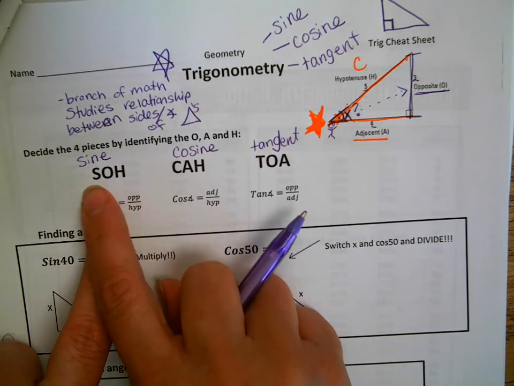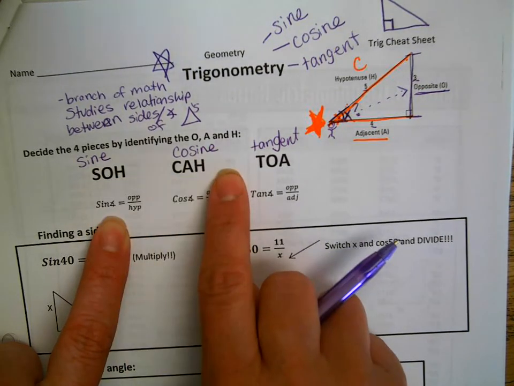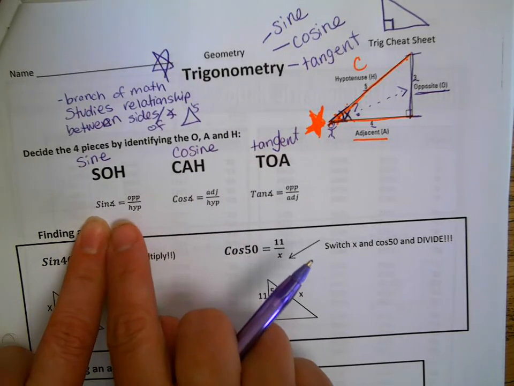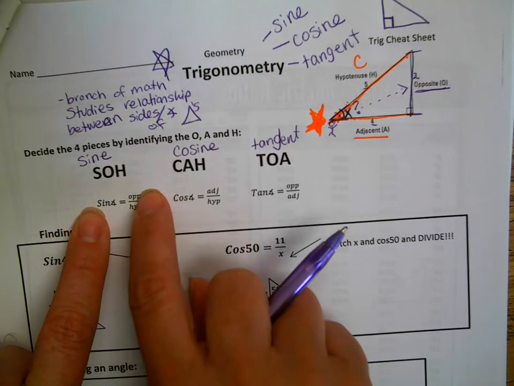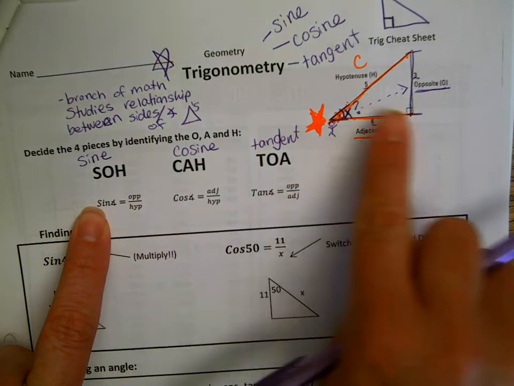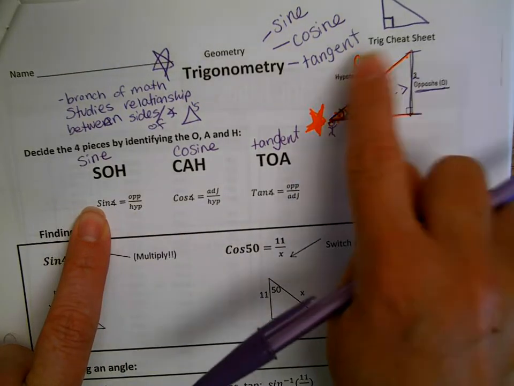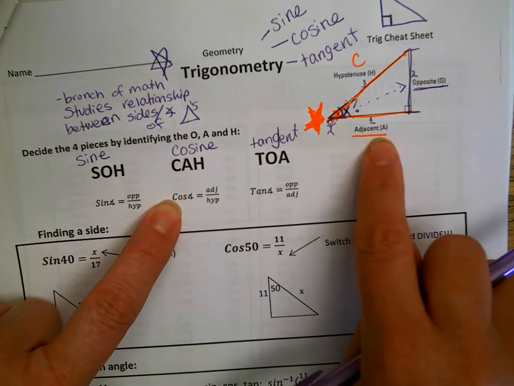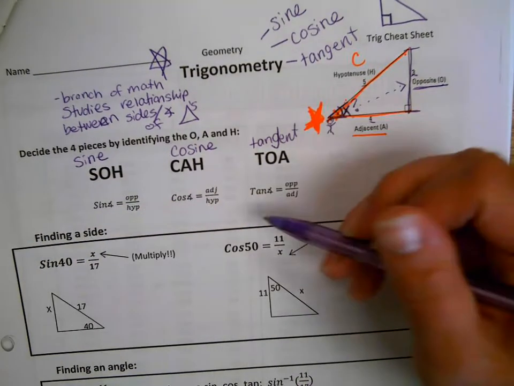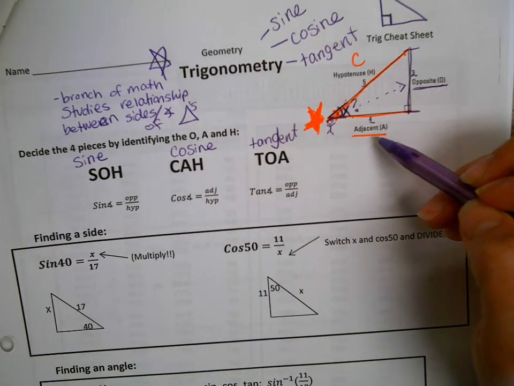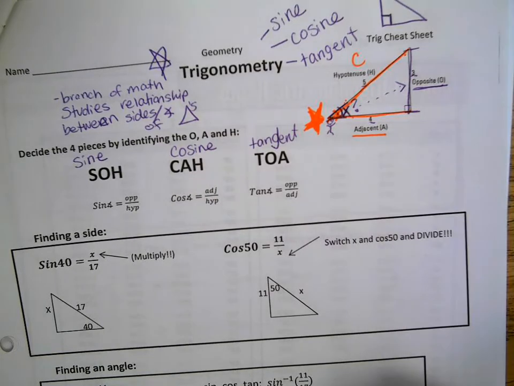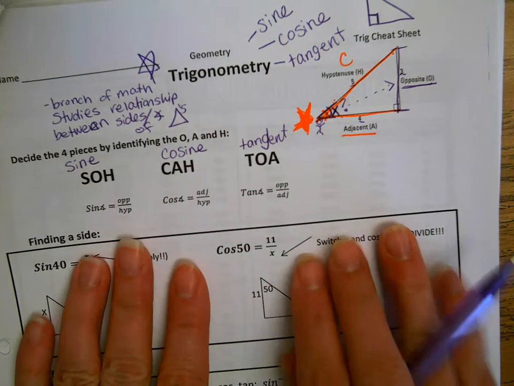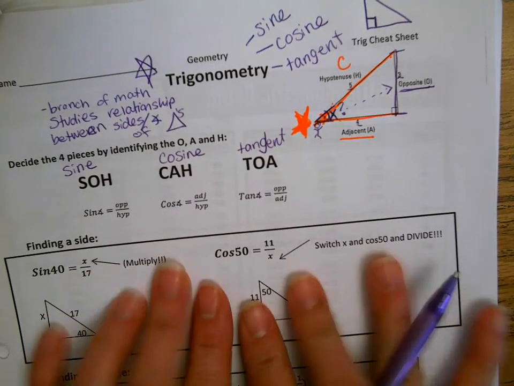So S-O-H, C-A-H, T-O-A is an acronym to remember that sine is the relationship between the opposite side and the hypotenuse of a triangle. Cosine is the adjacent side to the hypotenuse, so it's a ratio of the adjacent side to the hypotenuse. Tangent is the opposite side over the adjacent side. So looking at two examples here, actually, I'm not going to look at these right now. I'm going to come back to this a different day or on a remote Wednesday.